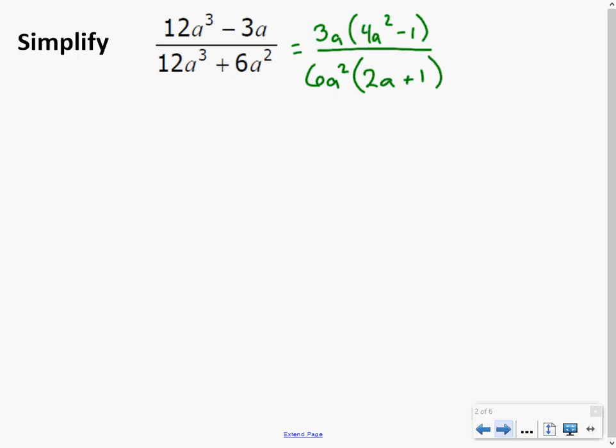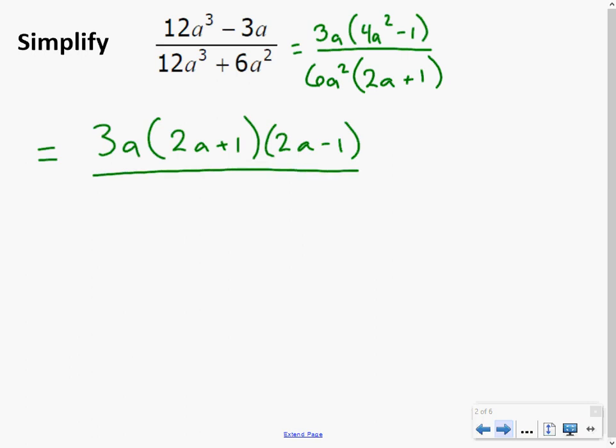Okay, so let's go back. Let's factor the 4a squared minus 1 in our numerator. Again, that's difference of squares, so it'll factor into 2a plus 1 times 2a minus 1. And then in the denominator, there was nothing else that we could factor, so I'm just copying that down.